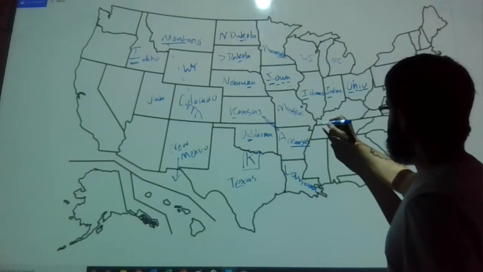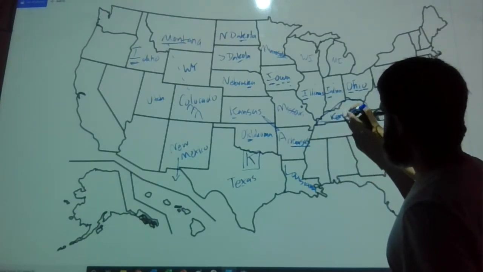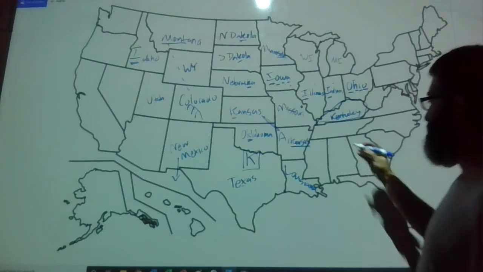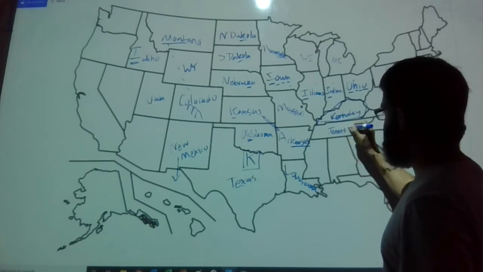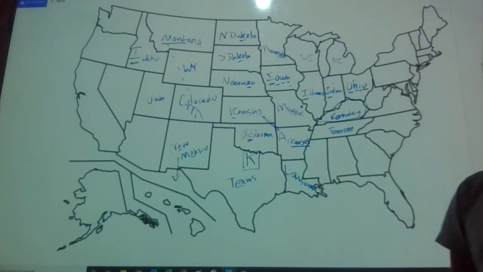Cool. This one looks like a piece of fried chicken. So it is Kentucky. And I don't have any good hint for this, but this is Tennessee, right below it. Tennessee and Kentucky are often sort of thought of as a pair.